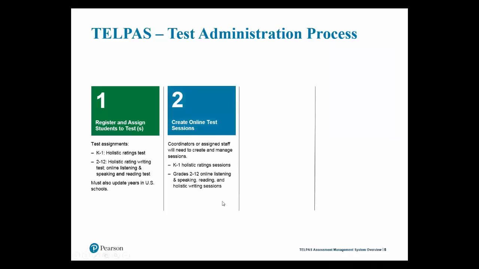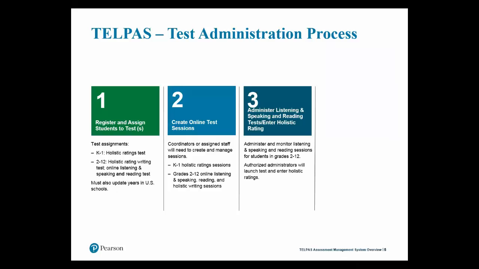Next, you want to make sure to create your online test sessions, and we're going to take a look at these steps here in a bit. So you want to make sure that you're creating your online test sessions for K-1 holistic ratings, and for 2 through 12, you're creating your online listening and speaking session, reading session, and your holistic writing session. Next, you'll administer the listening and speaking and reading tests, and make sure that the holistic ratings have been entered for all your students. And administrators will be able to launch tests and enter in the holistic ratings, and we're going to take a look at how that is going to be done.